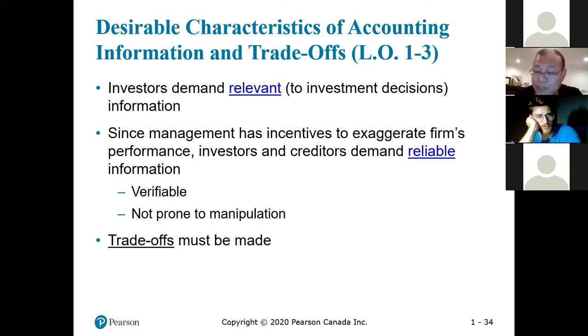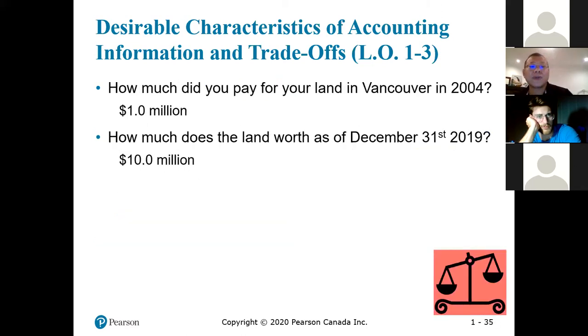Why? I'm going to show you using one example. Suppose you purchased land in Vancouver in 2004. You paid $1 million for the land. And now it is 2019, December 31st. The land is appraised at $10 million. And now I have this company, and I have to supply this information to the investor, my company owning this land. Should I report 1 million or should I report 10 million?